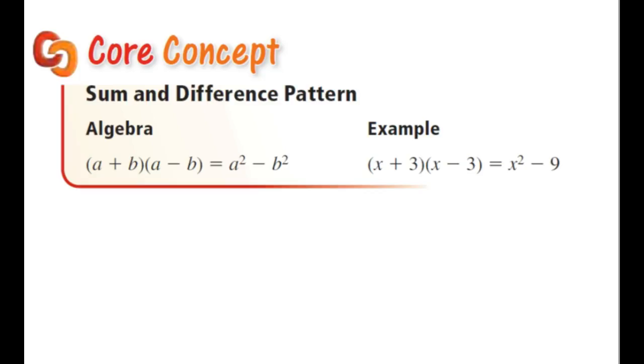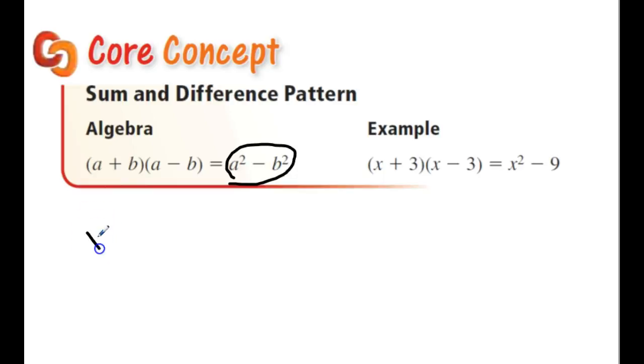Okay, so here's our other pattern that we're dealing with, the sum and difference pattern, right? This is going to be our second learning target. So here I see I have a term A plus B times that A minus B. So here's what I'm going to always end up with: A squared minus B squared. Okay, so let's look at this in action.